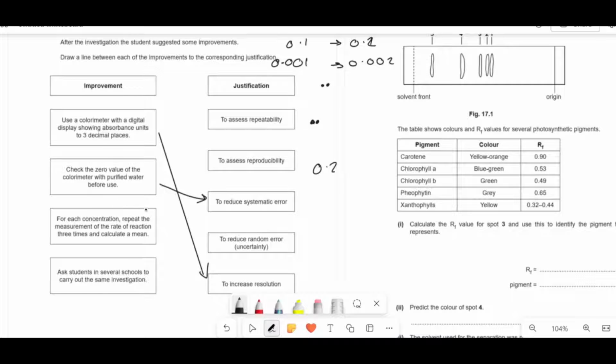Now, for each concentration, repeat the measurement 3 times and calculate a mean. The reason is that if I measured it and it was 0.6, and then I did it again and it was like 0.9, I'm not really confident it's lying around 0.6, but if I do it again and it's 0.5.